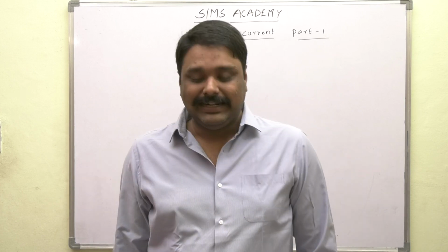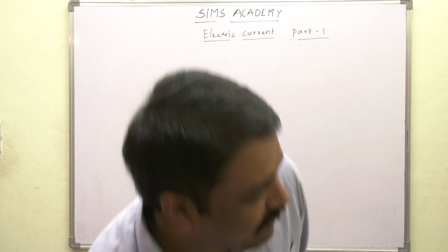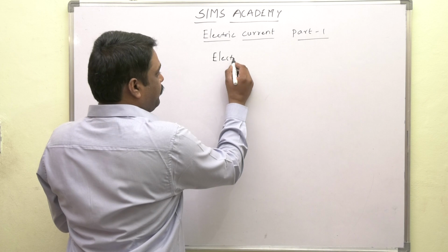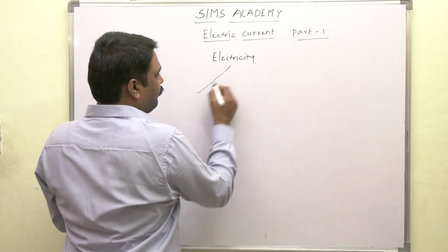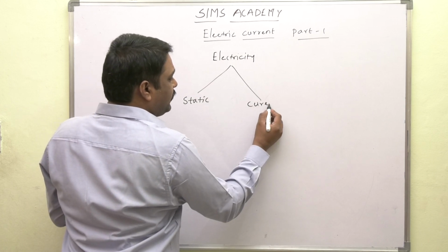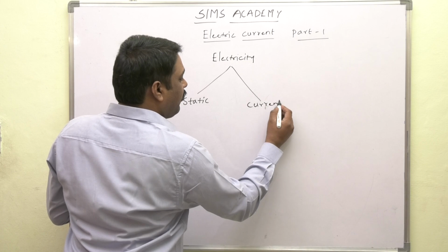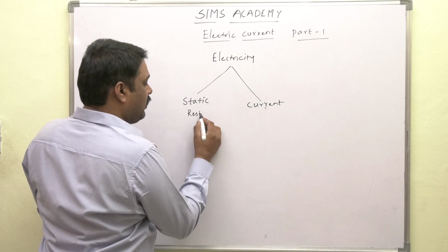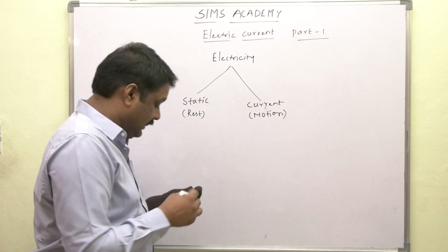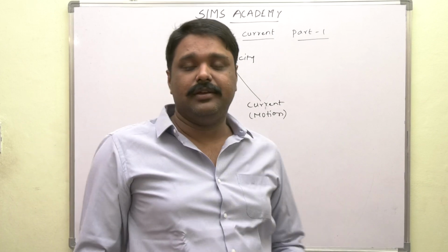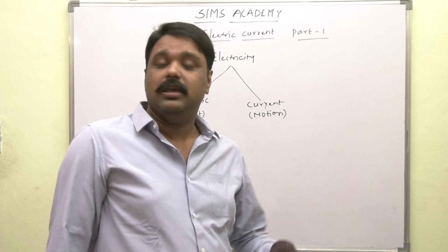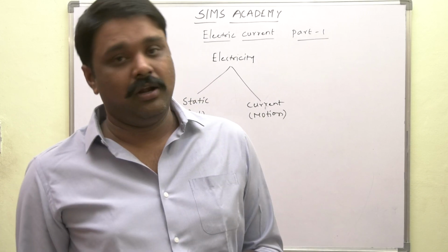Actually, electricity has been classified into 2 types. One is static electricity and the second one is current electricity. Static, the word itself indicates rest position. Current in the sense motion. Hence, we define static electricity as the study of electric charges which are at rest, and current electricity as the study of electric charges which are in motion.